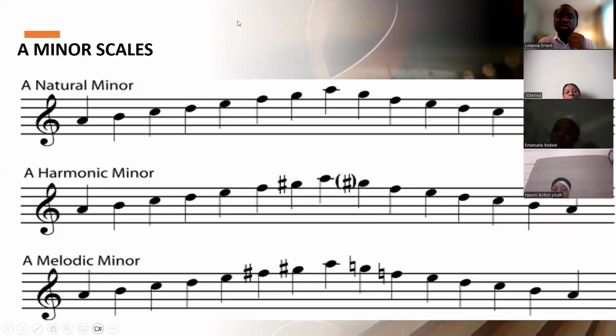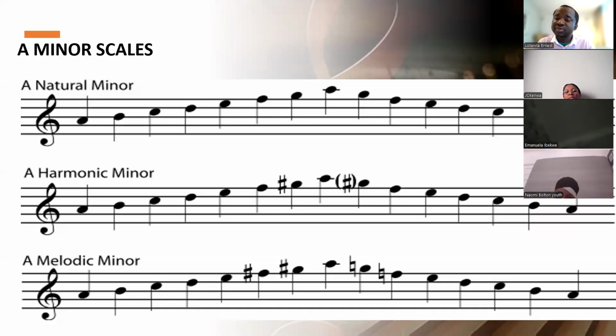So do we have any question? And that's the end of the introduction to minor scales. Next week, we'll talk in more detail about constructing these scales using staves. So you'll be looking at A, D, and E minor. A, D, and E minor. All right. So any question?